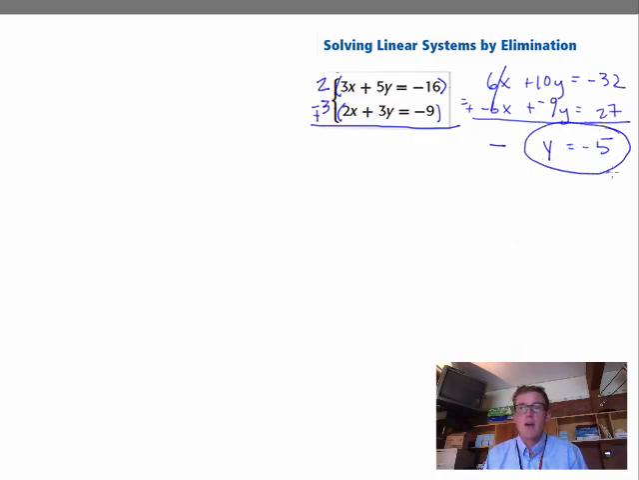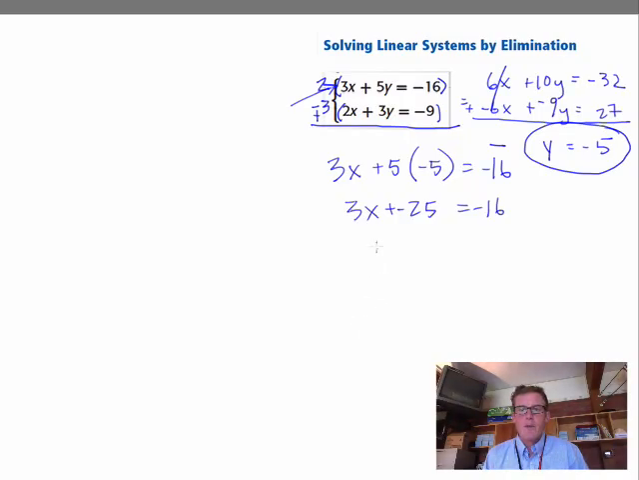There's the first part. From here, I can just go back into any one of the equations that I want with y equals negative 5. Let's choose this first equation. 3x plus 5 times negative 5 equals negative 16. This gives me negative 25, and then from there I'm going to say 3x equals, plus 25 here, plus 25 here, so that equals 9, and x equals 3. X equals 3 and y equals negative 5, so there's the solution to my system.